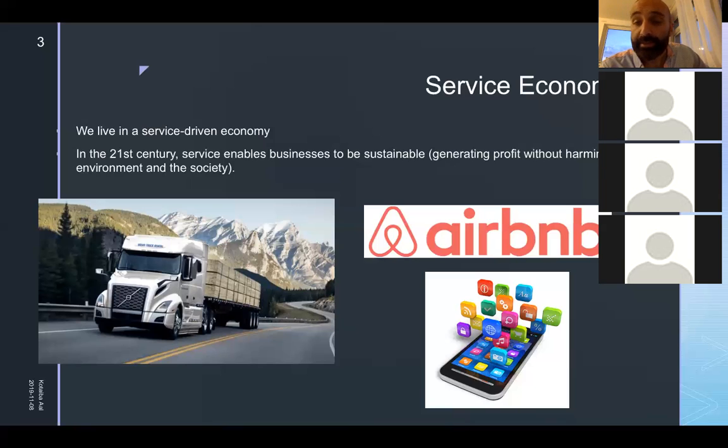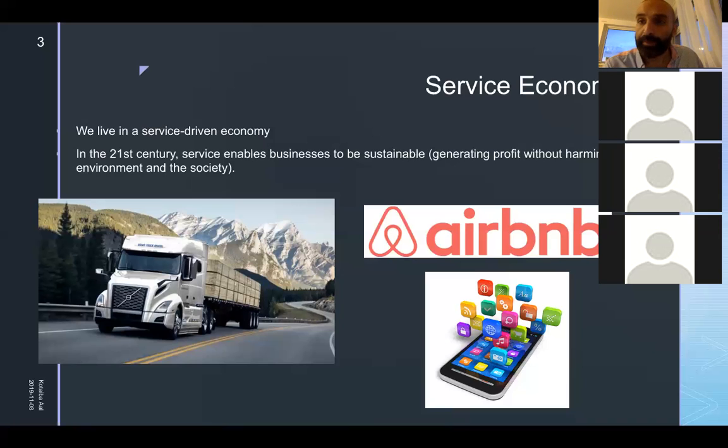By focusing on service, economies and businesses are able to be sustainable. And sustainability means that a business can create profit without harming the environment or the society. I have some examples on the slide, where I'm going to talk about Volvo and Airbnb and even the iPhone, the apps, and how such services together transformed our life and disrupted the previous industry that prevailed before.